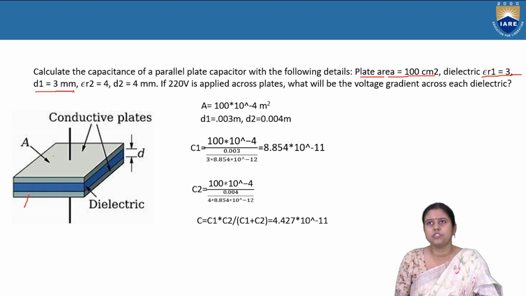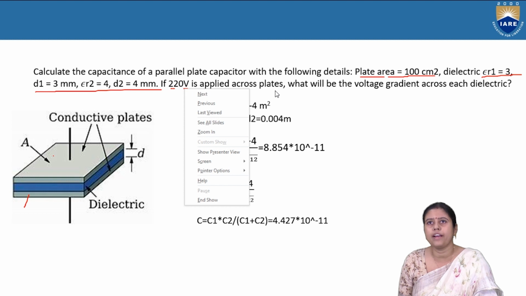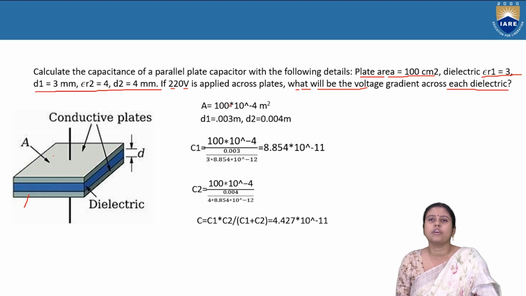D1 is equal to 3 millimeter. Epsilon R2 is equal to 4 and D2 is equal to 4 millimeter. If 220 volt is applied across the plates, what will be the voltage gradient across each dielectric? How to get the equation?